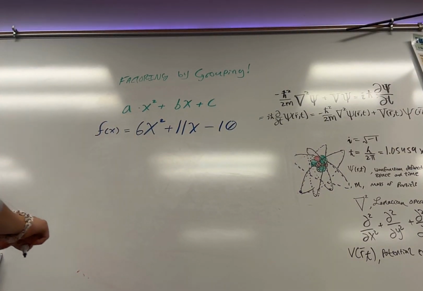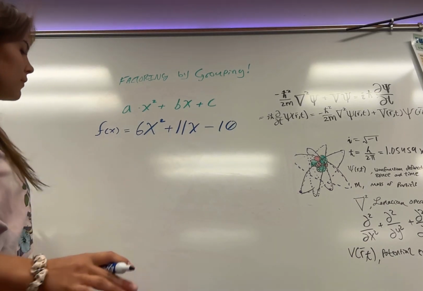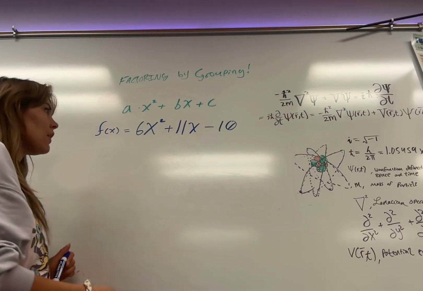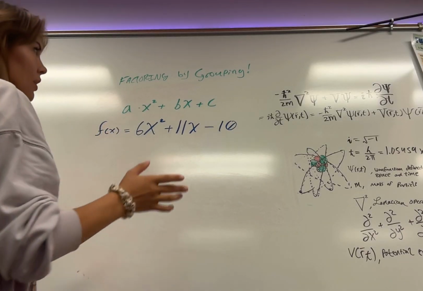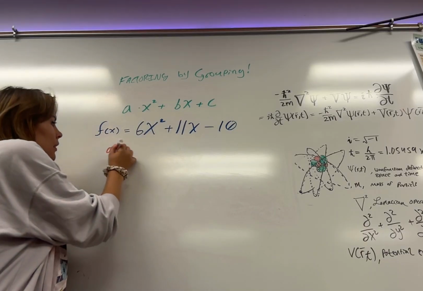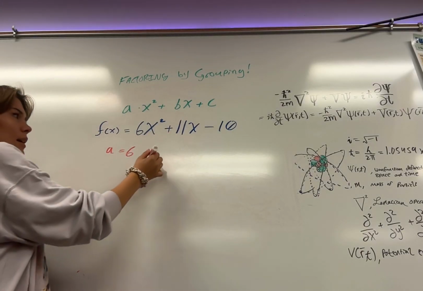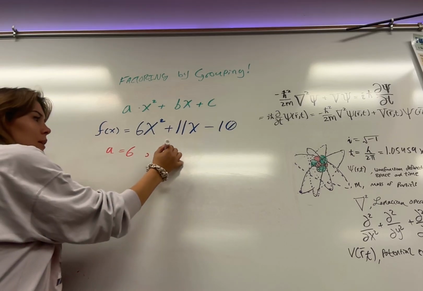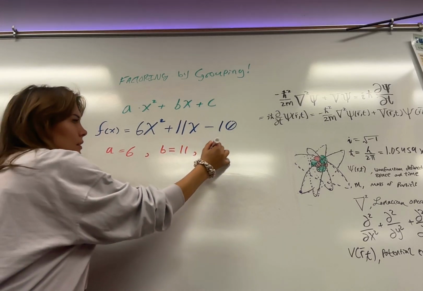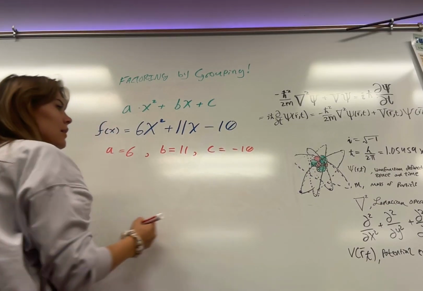So step 1 always is to identify your variables. Identify your a, b, and c. They're not necessarily variables, they're numbers in this case. So a equals 6. Ta-da! And b equals 11. And c equals negative 10. Wonderful.